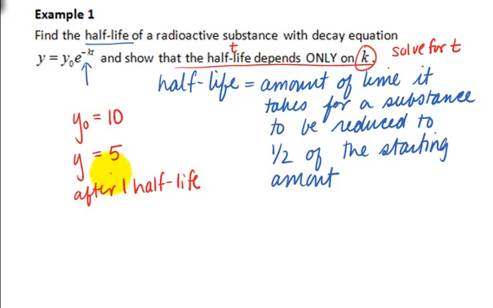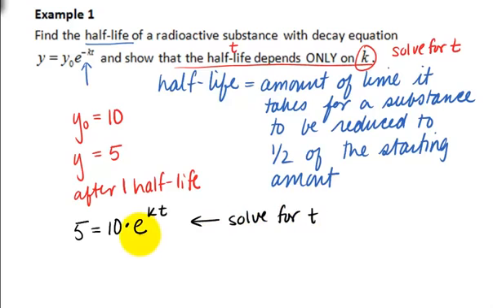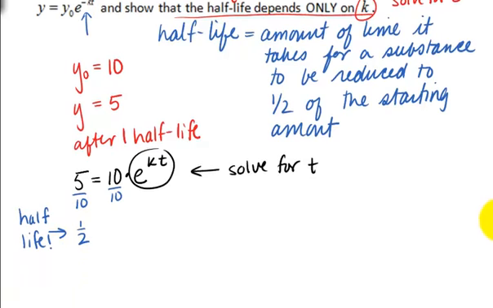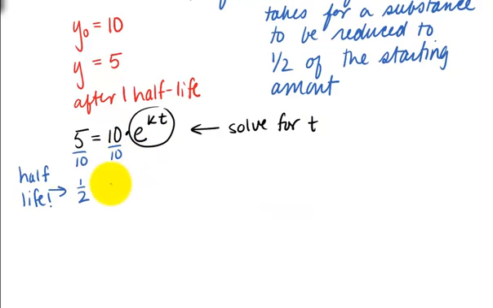If I put in 5 for my y, we're going to have 5 equals y naught, our 10, times e to the kt. All right, now our job is to solve for t. In order to do that, you first want to get this by itself. So let's divide both sides by 10. And if you do that, you get 1/2 here. And there's your half-life. That's essentially where it comes from. And then if we continue to solve, we get 1/2 equals e to the kt.